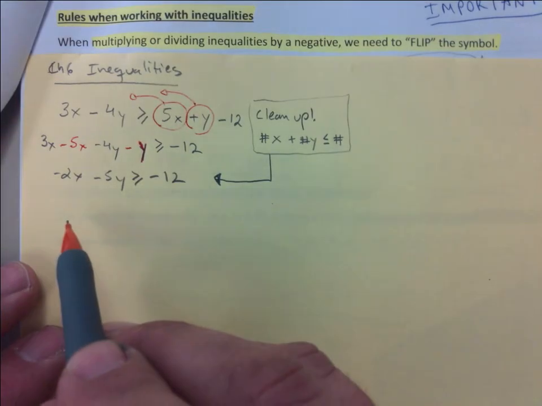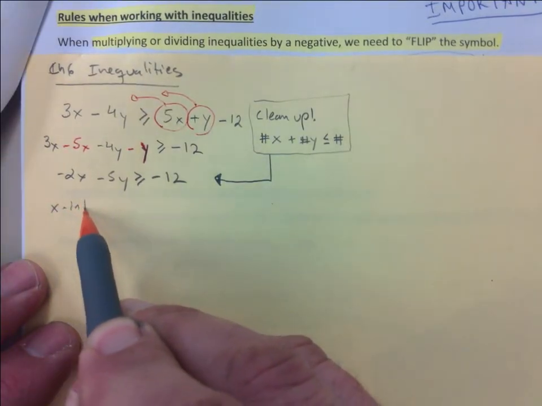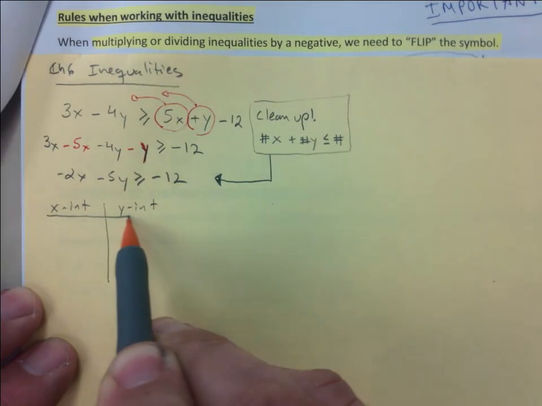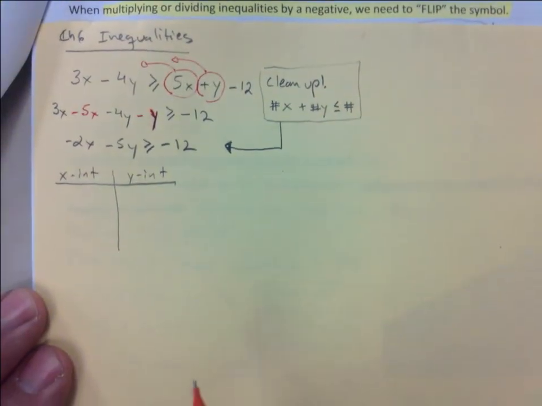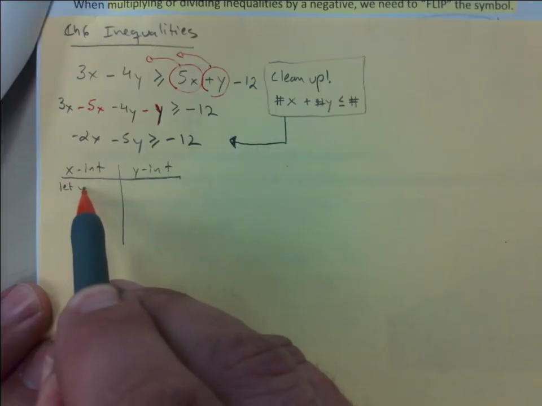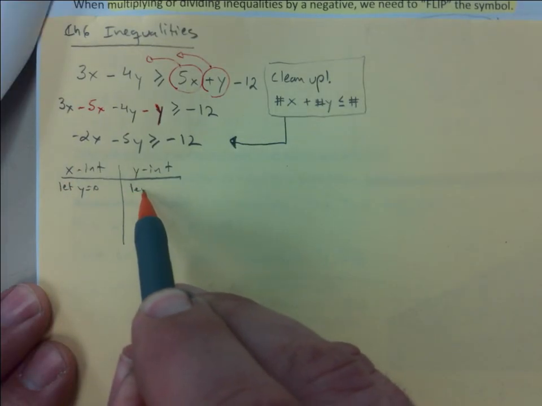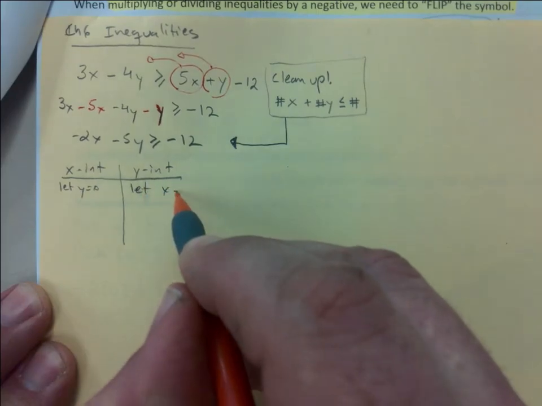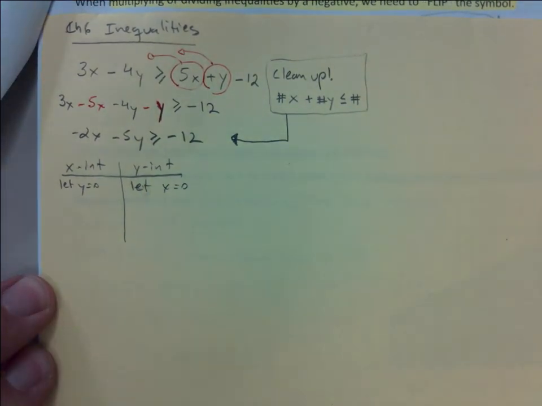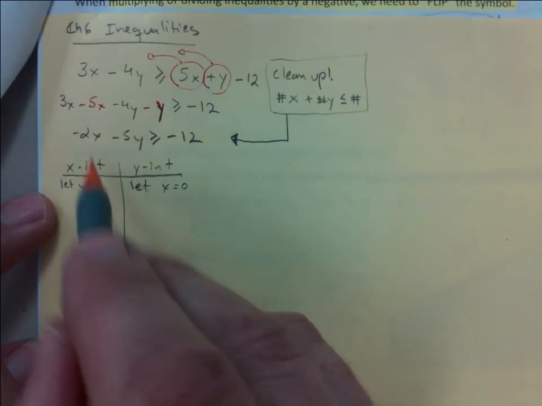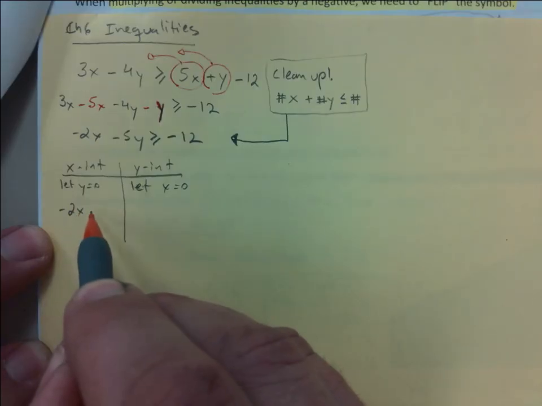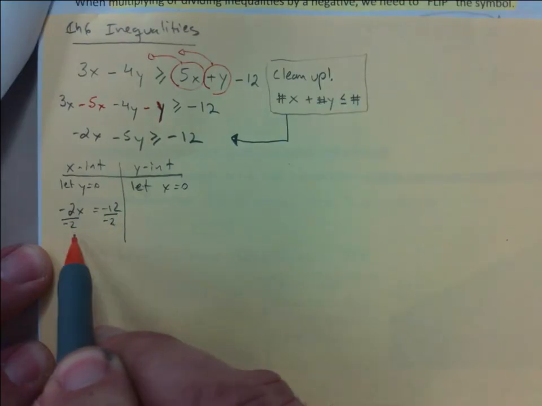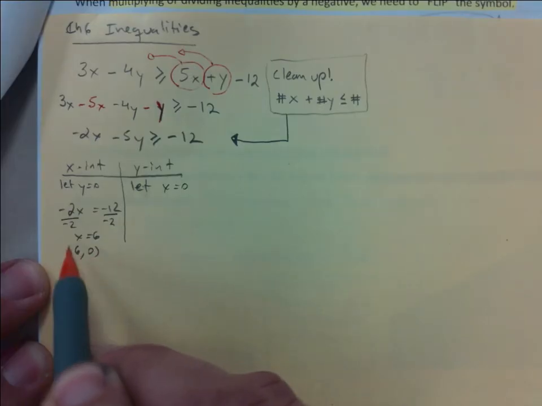And then find the x-intercepts, right? So x-intercept, y-intercept, and we're going to do a lot of this. So, okay, x-intercept, you let y equal to 0. Y-intercept, you let x equal to 0. Okay, so this would be negative 2x is equal to negative 12. You divide by negative 2. X is equal to 6, so 6, 0.